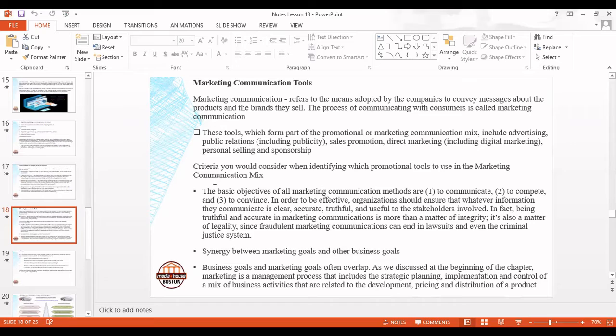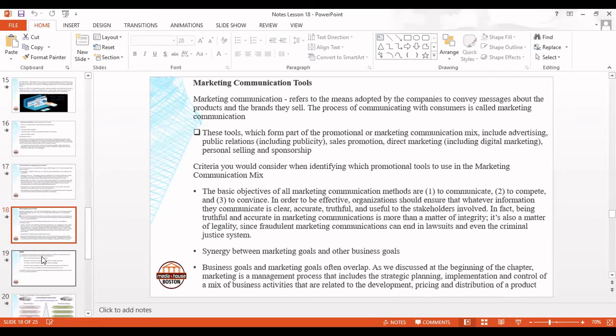Remember, we discussed this when we were discussing how marketing works with advertising. Marketing is a management process that includes strategic planning, implementation, control, and a mix of business activities related to development, pricing, and distribution of a product. Marketing communication is a way that companies convey their messages about their products, institution, or brands to the people. Within the promotional marketing communication mix we have about 6 tools: PR, sponsorship, publicity, and advertising, of which we will focus more on advertising as our core fundamental module. Okay, so that's marketing communication tools.